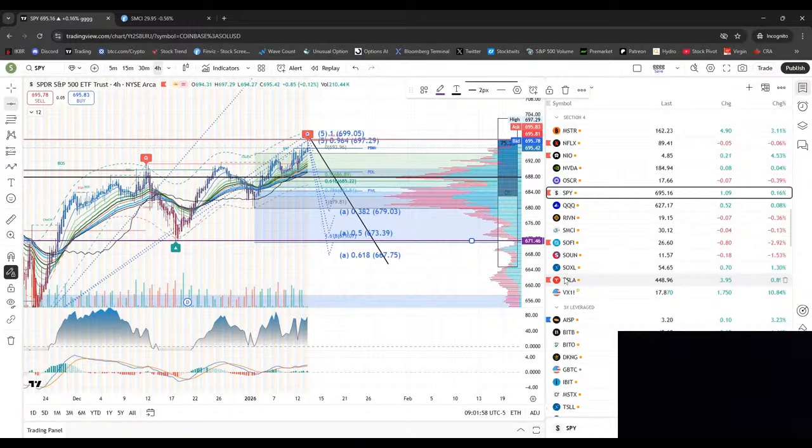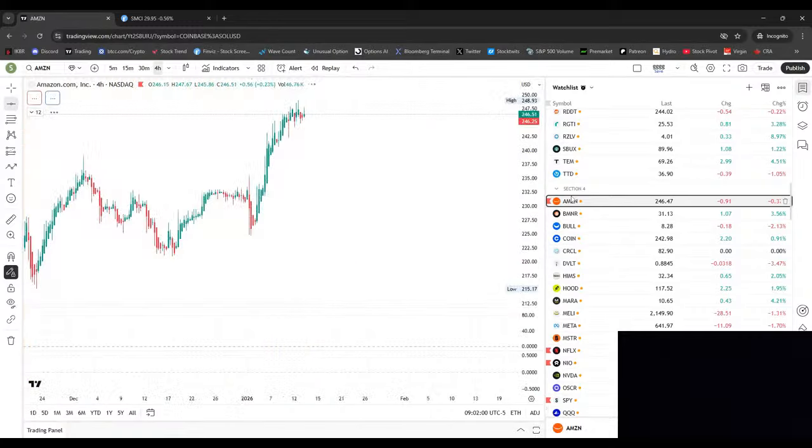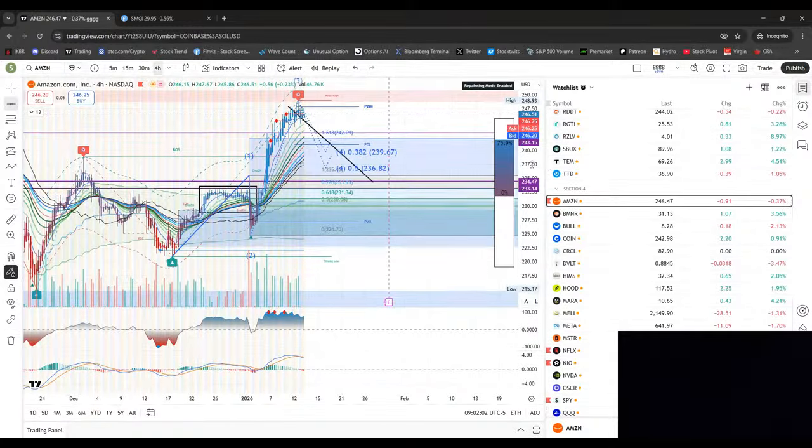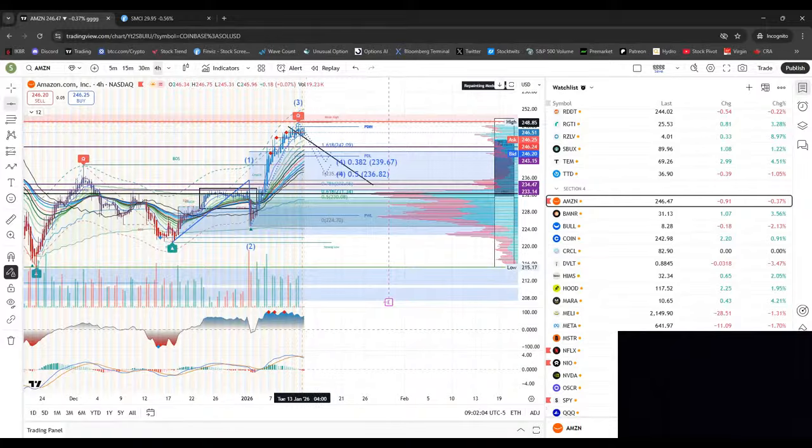So that's the S&P 500, and now let's start with Amazon. We have taken the exit around 248. That was our price target. We precisely hit the price target of 248, and we are out of all the trades. We are waiting for the retracement.